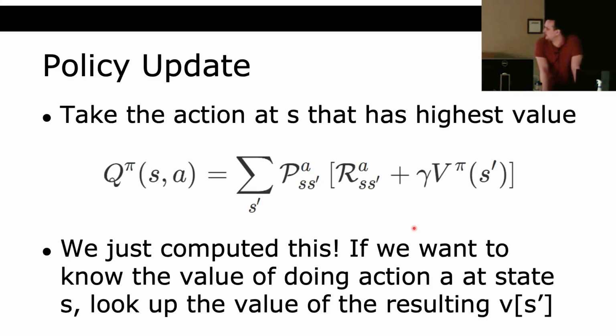All right, so now that we know that, how would we update the policy, right? Because we're figuring out the value, but really what reinforcement learning is all about is figuring out a policy. And it's simply take the thing that has the highest value. That's it. If we know the values of all the neighboring states, then the thing I want to do is go to the neighboring one that has the highest value. So we just computed that. If we want to know the value of doing an action at state S, then look up the value of the resulting state. That's it.